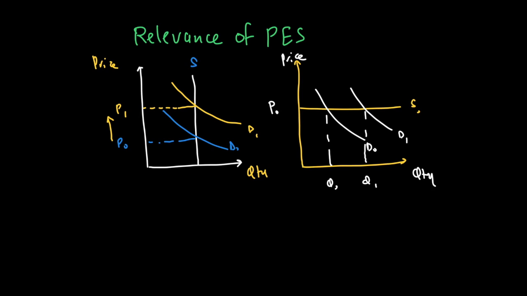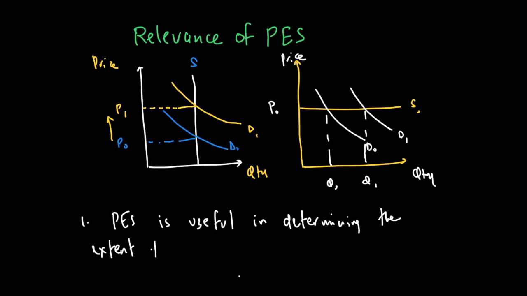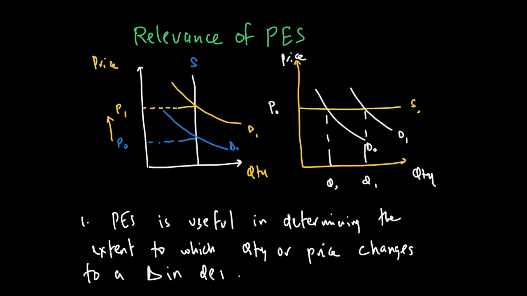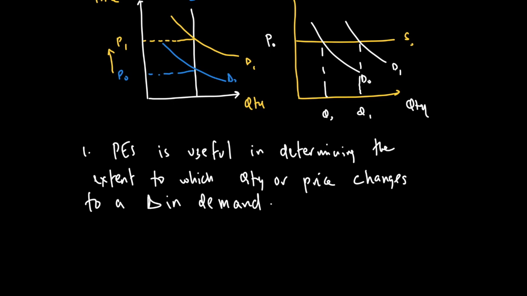Let's write that in terms of words, that number one, PES is useful in determining the extent to which quantity or price changes to a change in demand. So from a producer perspective, that is an important knowledge to have.